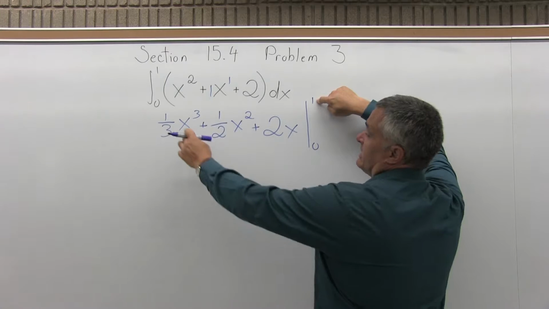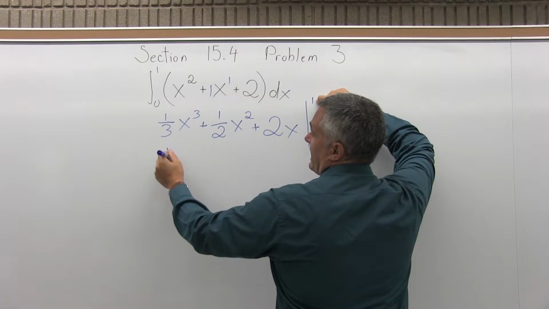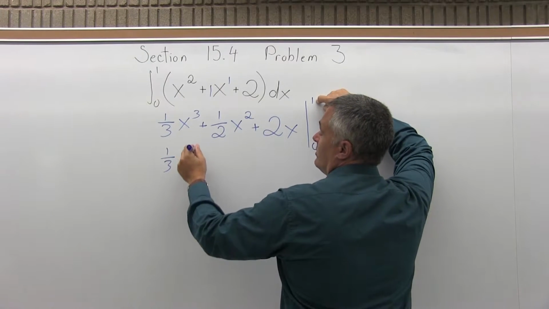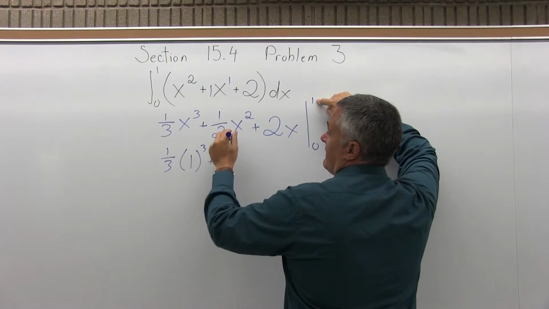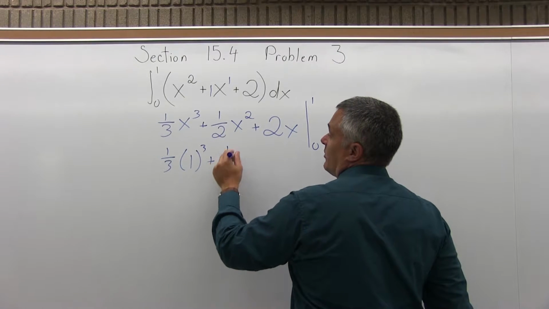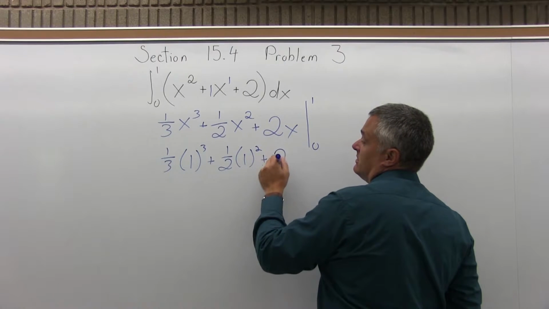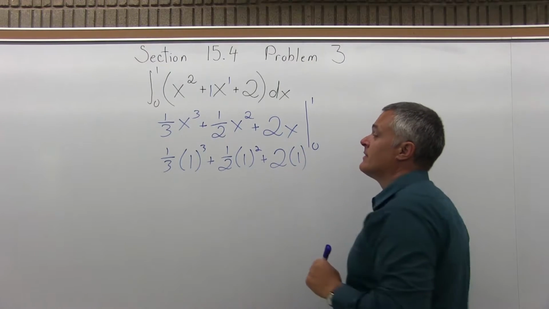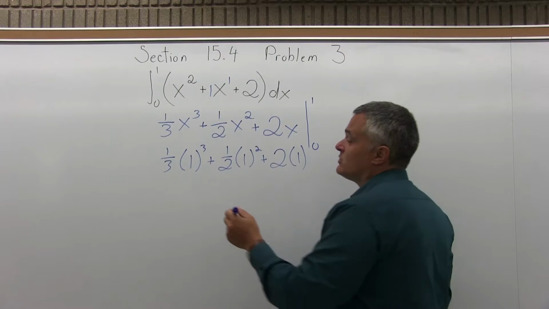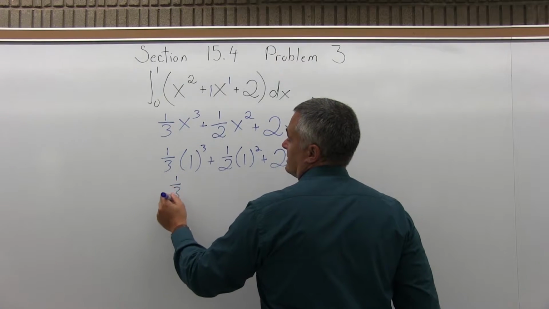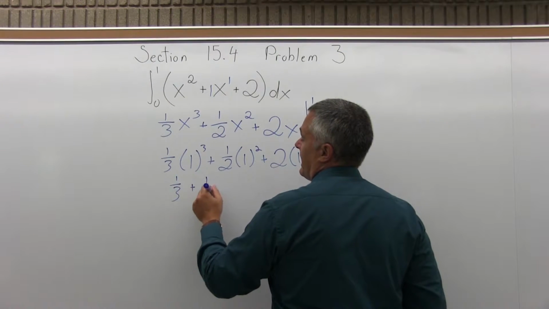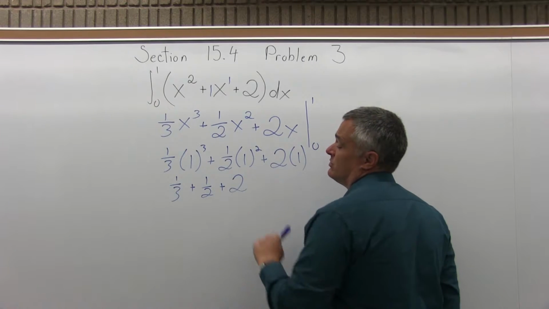So wherever I have an x, put in a 1. So 1/3 x cubed will become 1/3 1 cubed. And then 1/2 x squared will become 1/2 1 squared. And then finally 2 times x will be 2 times 1. And the times 1 simplifies pretty easily. You're going to have 1/3 plus 1/2 plus 2.